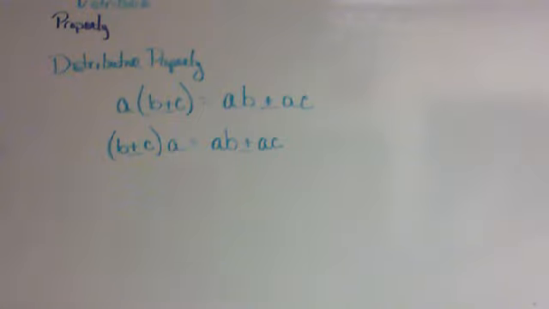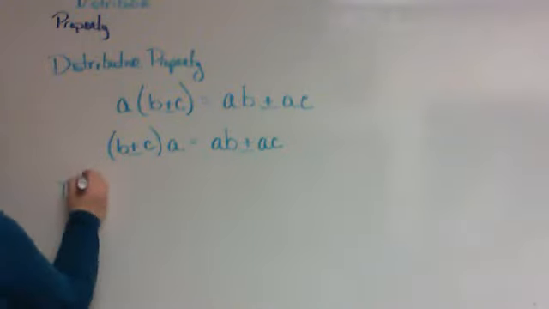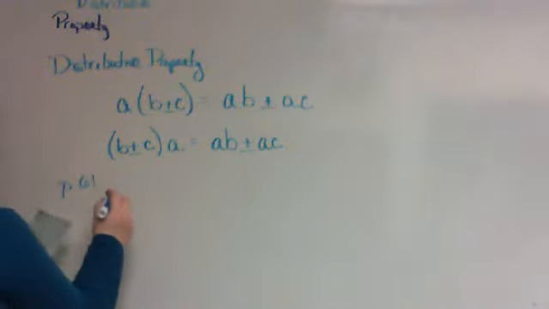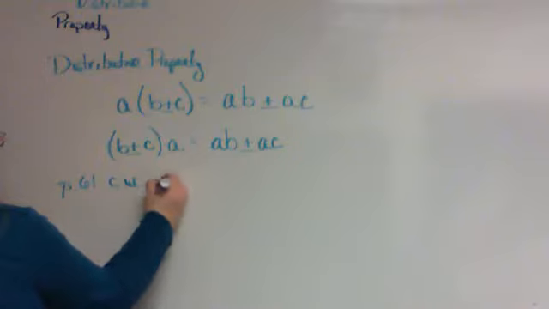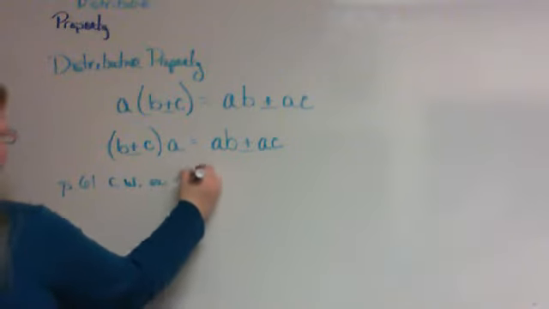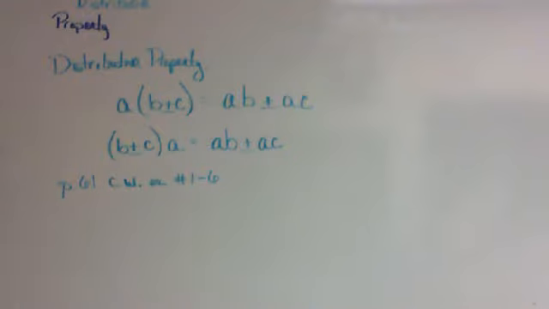Look on page 61. The classwork exercises, numbers 1 through 6. Pause the tape, and I want you to do numbers 1 through 6 really quickly to figure out which property they're using.